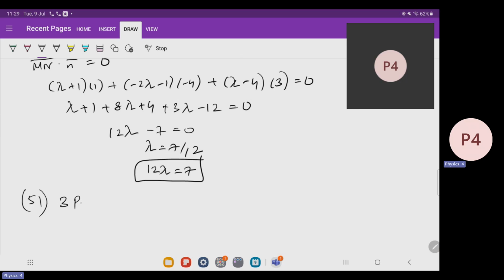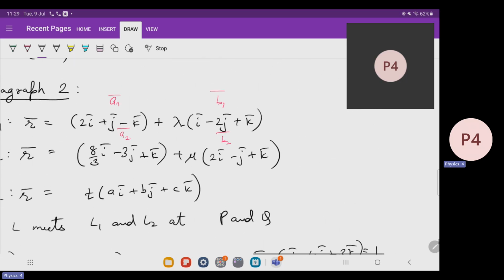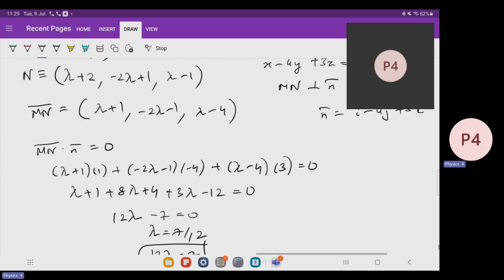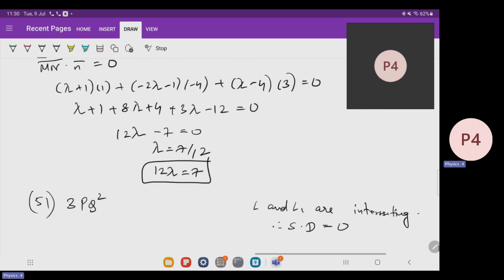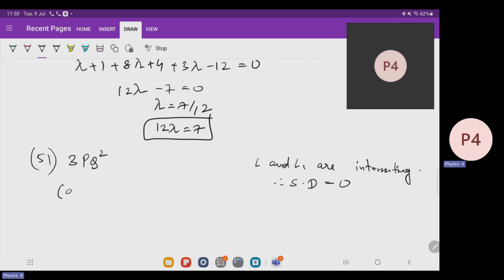Question number 51. We have to find 3PQ square. So for that we have to find P and Q, the points of intersection. Now L and L1 are intersecting. Therefore, shortest distance between them will be 0. Now, what is the formula of shortest distance between them? It is (a3 bar minus a1 bar) dot (b3 bar cross b1 bar) should be equal to 0.